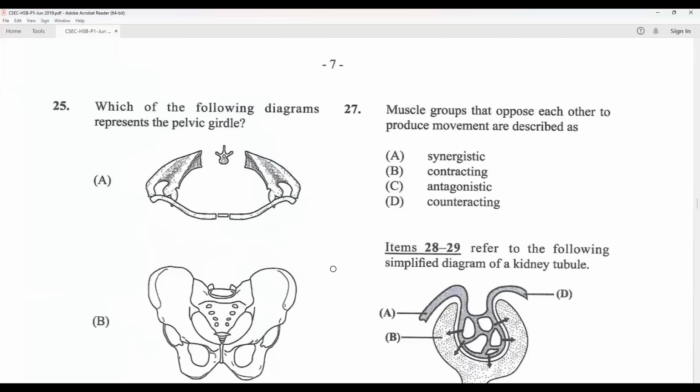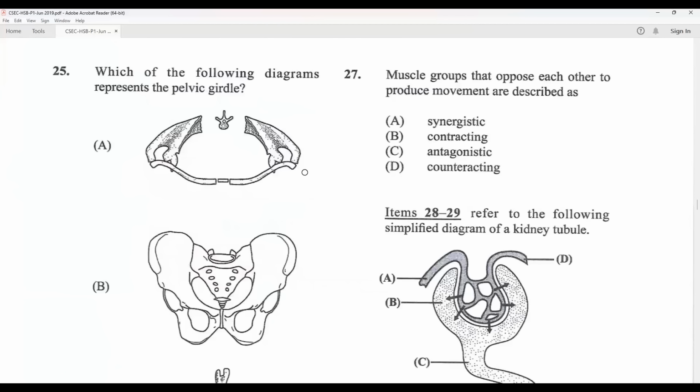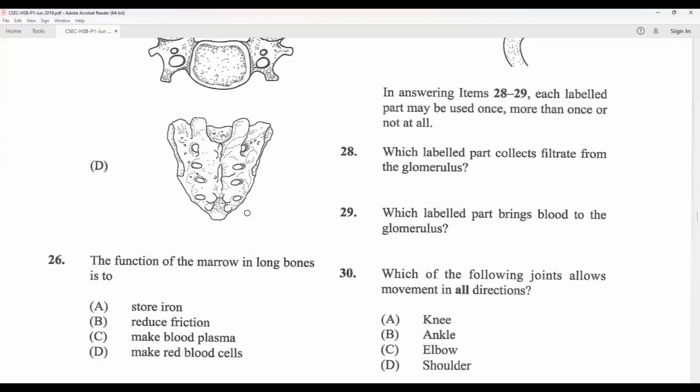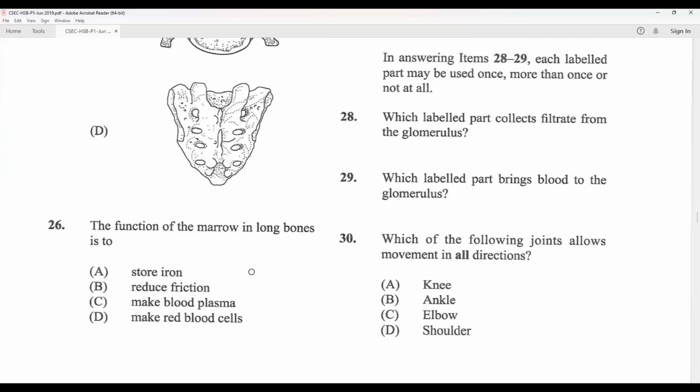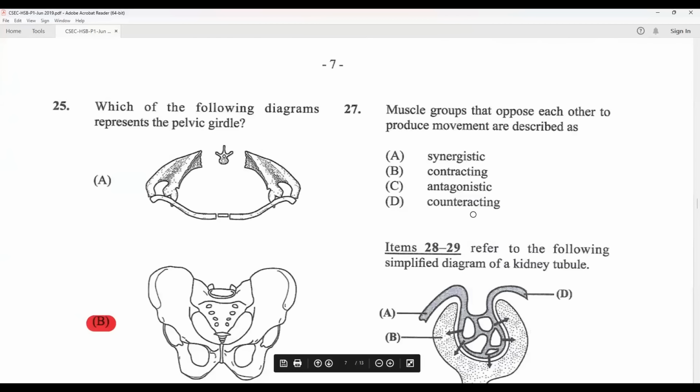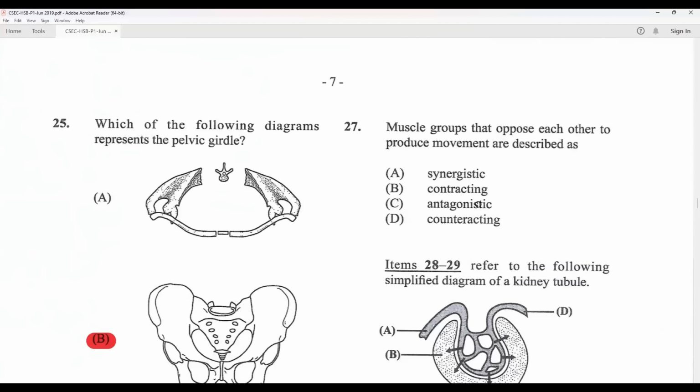25. The following diagrams represent the pelvic girdle, and we're just looking for it, and this one jumps out at us already. 26, the function of the marrow in long bones is to make red blood cells. 27, muscle groups that oppose each other to produce movement are described as antagonistic.